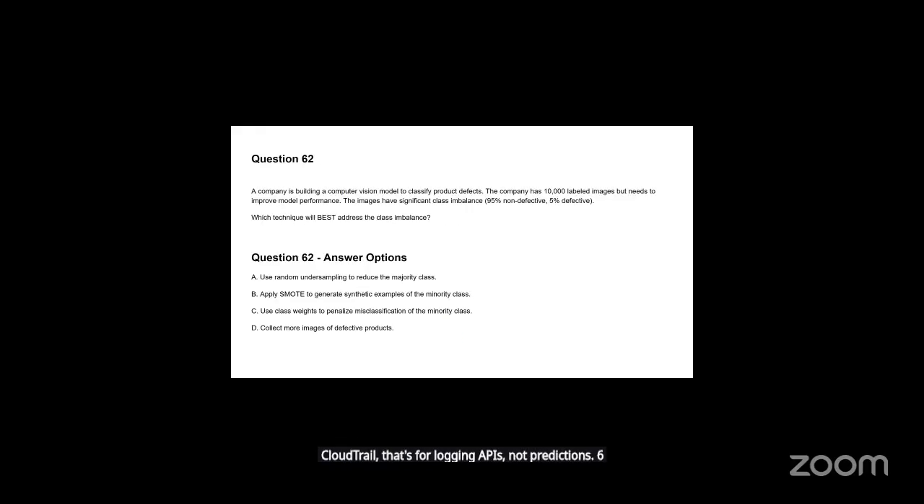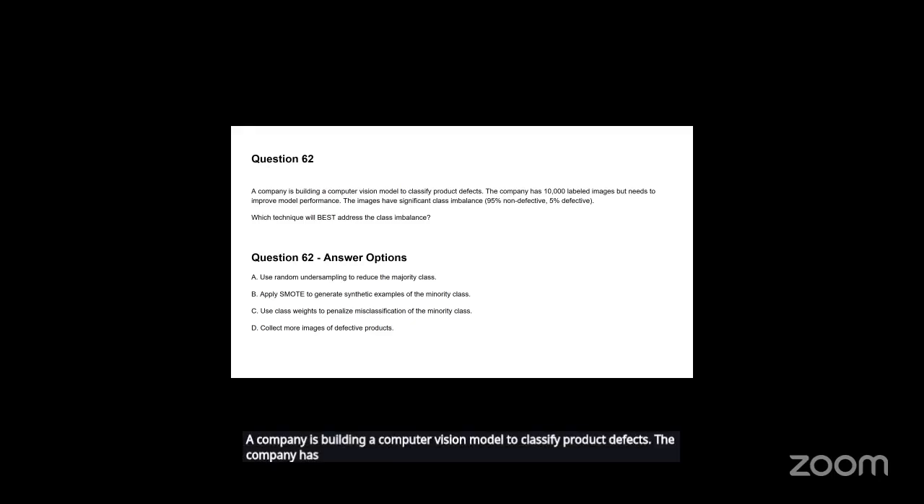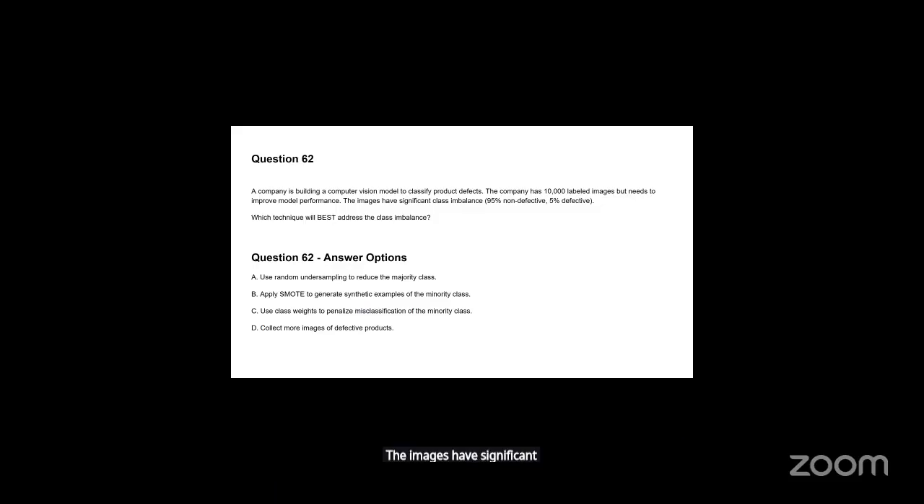62. A company is building a computer vision model to classify product defects. The company has 10,000 labeled images, but needs to improve model performance. The images have significant class imbalance, 95% non-defective, 5% defective. Which technique will best address the class imbalance? Random undersampling, SMOTE, class weights, collect more images.